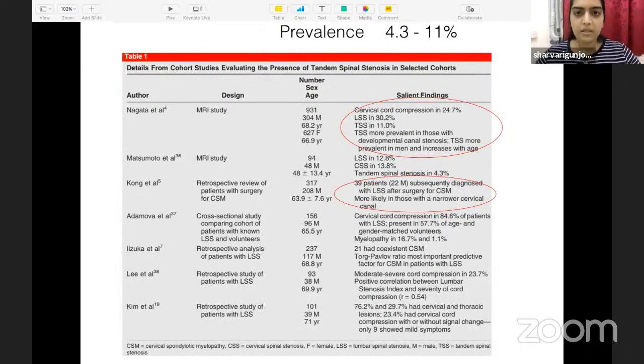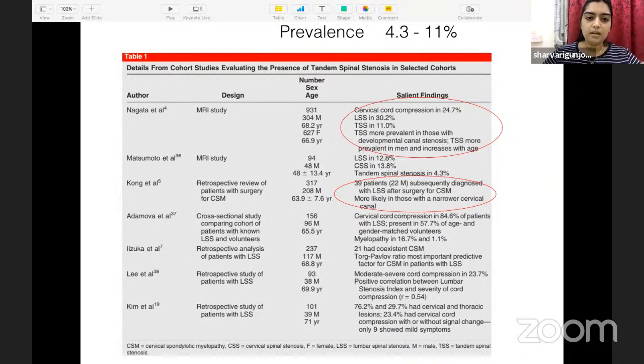So the prevalence in this article was between 4.3 to 11%. In the first article, they included 931 patients. It was an MRI study. They found that cervical cord compression was present in 24.7% of patients, lumbar spine stenosis in 30% of patients, and tandem spine stenosis in 11% of patients. So they also found that tandem spinal stenosis was more prevalent in those who had developmental canal stenosis, male gender, and the incidence increases with age.